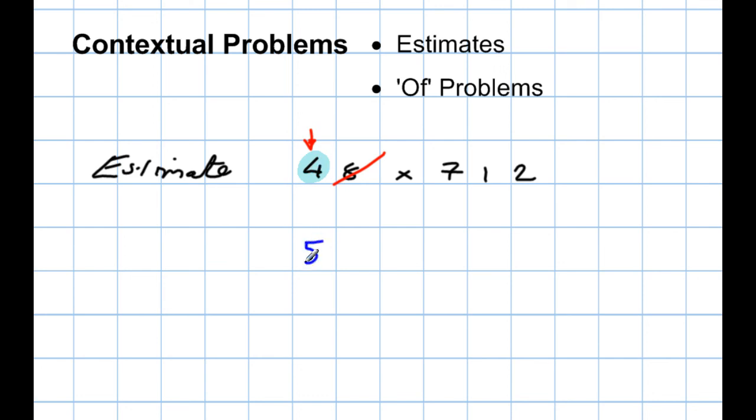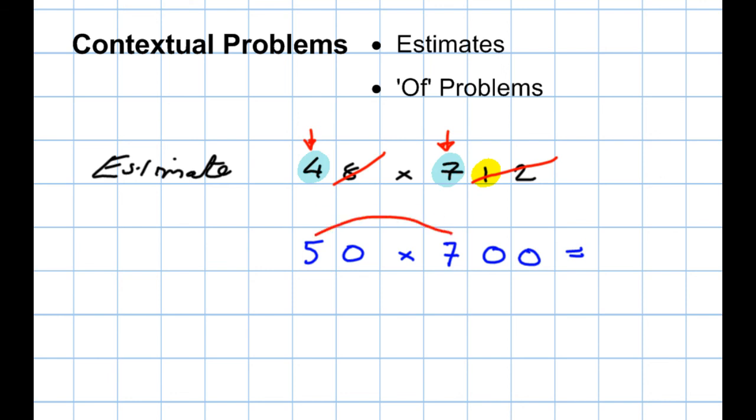So it becomes 50. Times again, I'm going to round this number 712 to one significant figure. So I'm going to get rid of those. Do I make the 7 one bigger? Do I turn it into 8? The answer is no, because the first figure I crossed out was 1. So that becomes 700. And now all I do is this.